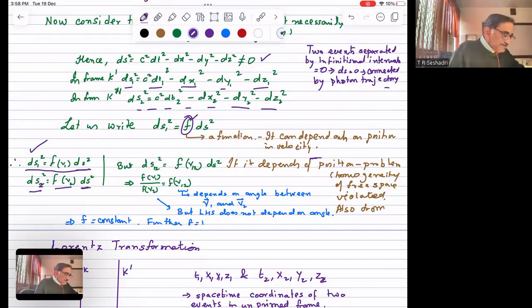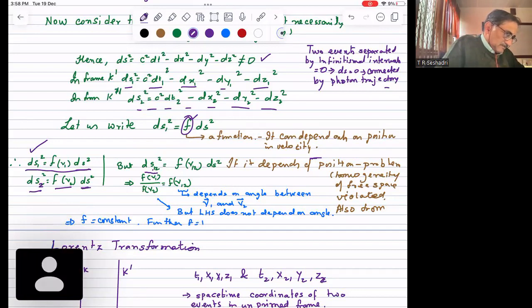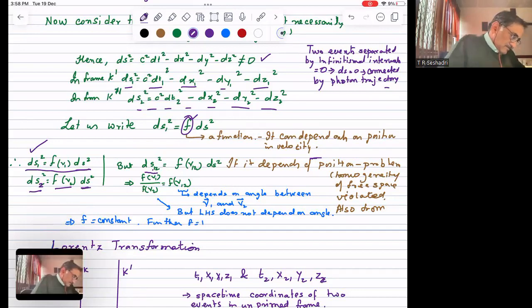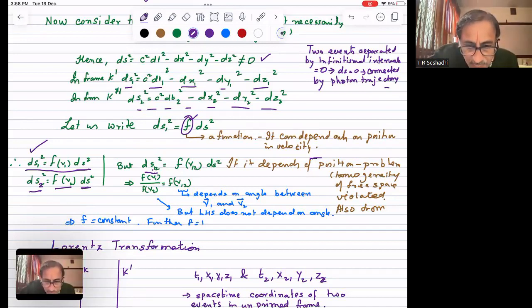But now, let me look at the event in 2 from frame 1. Then this ds12, that is 1 from 2, is... wait, just a minute. I think this is some mistake. I've done a mistake here.